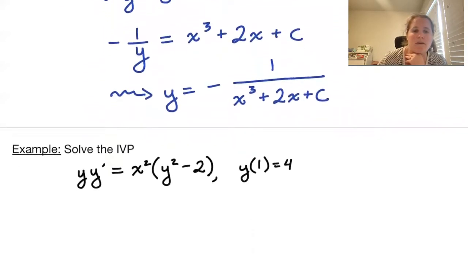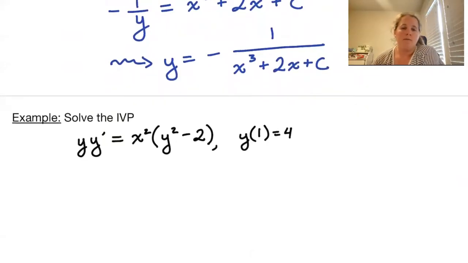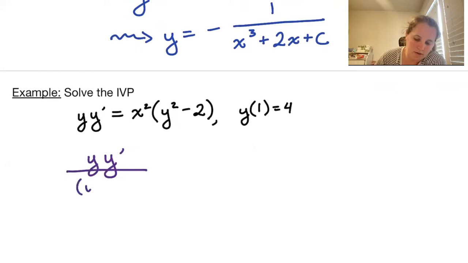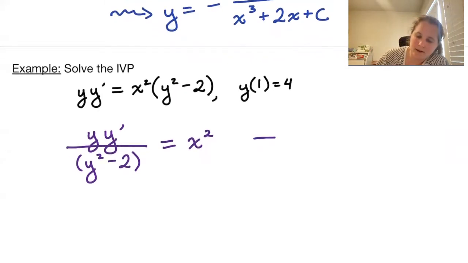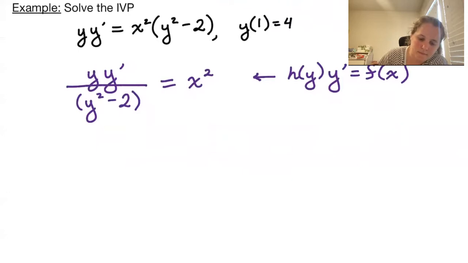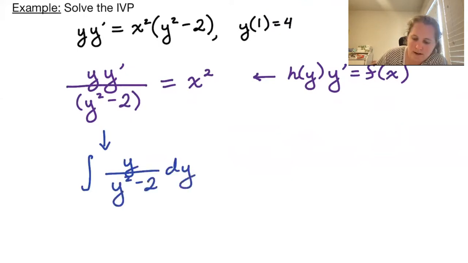Next up, let's go ahead and solve the IVP. y times y prime is equal to x squared times y squared minus 2, with y of 1 equal to 4. First thing we need to do is get this into the general form for separable equations. If we divide through by y squared minus 2, we have y times y prime divided by y squared minus 2 is equal to x squared. This is in the desired format of h of y times y prime is equal to f of x. So we can go ahead and integrate. The integral of y over y squared minus 2 dy is equal to the integral of x squared dx.